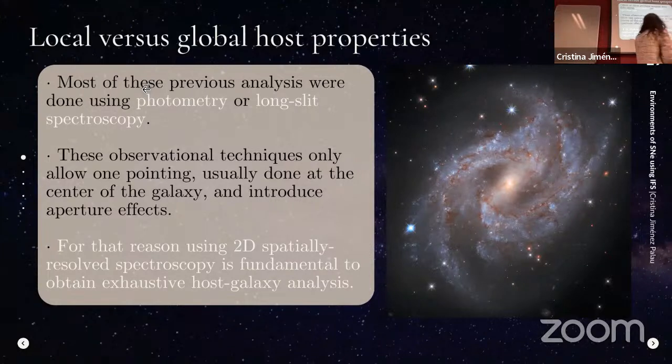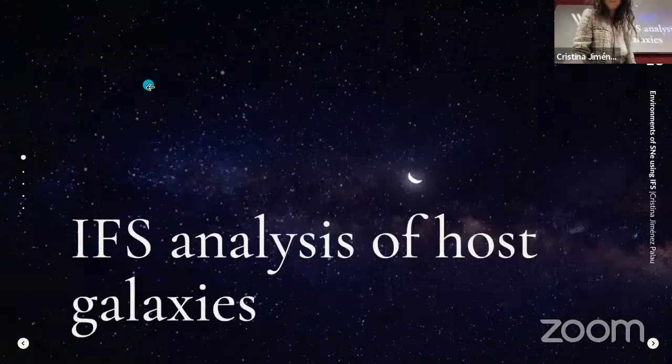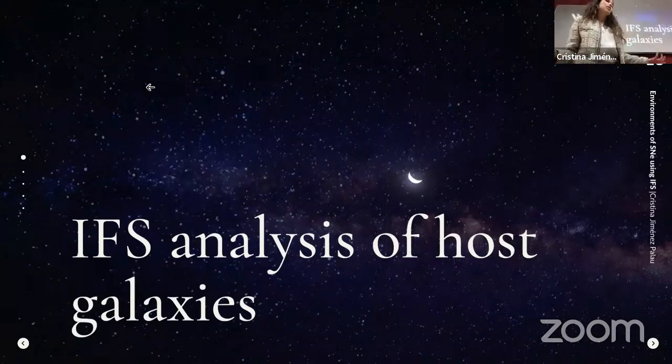which makes this analysis more complicated. So for that reason, using 2D spectroscopy is crucial because we are interested in obtaining the spatial properties, not just one point like we can obtain in photometry, or just putting the slit here and getting the spectroscopy and that's it. And that's exactly what I am doing in my research. So let's talk about that.